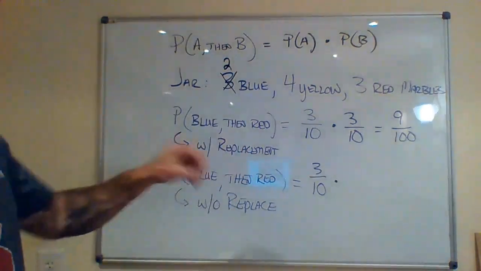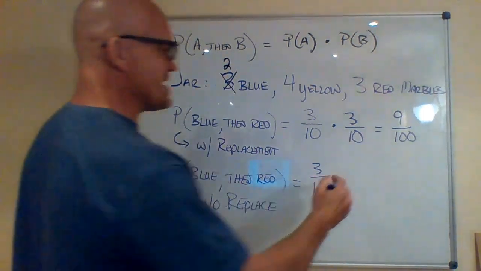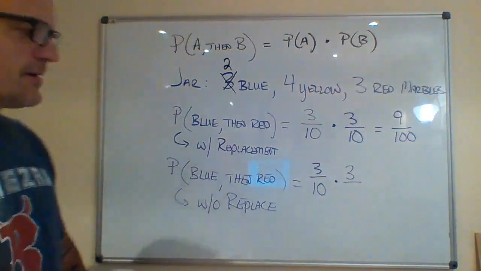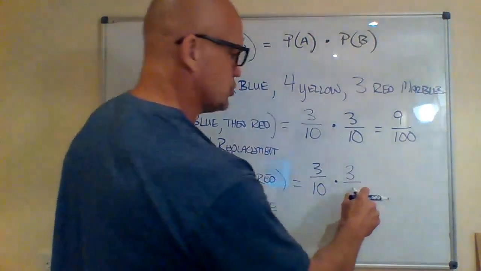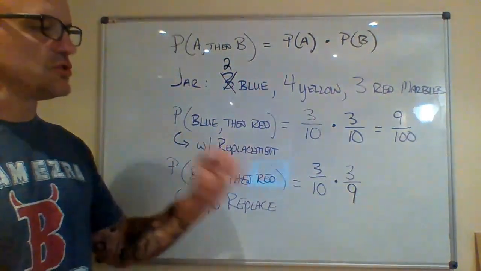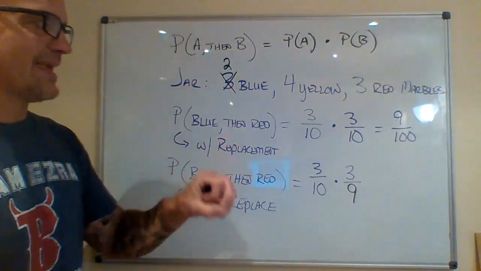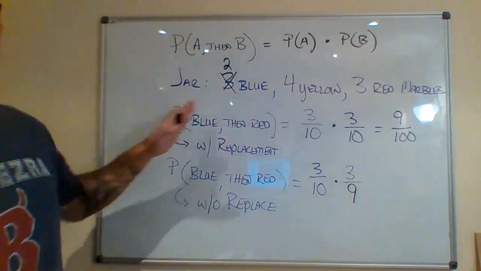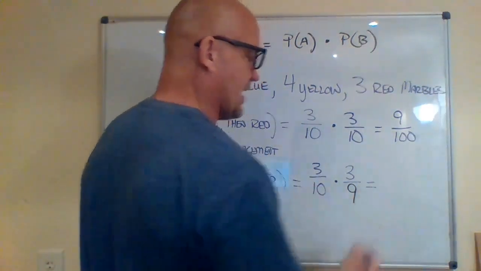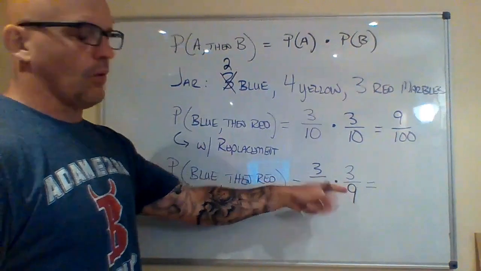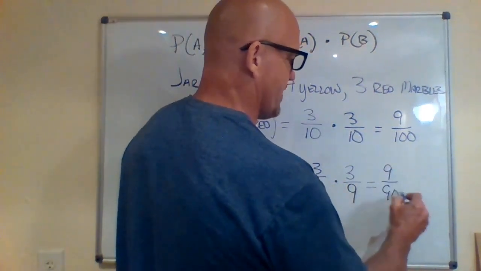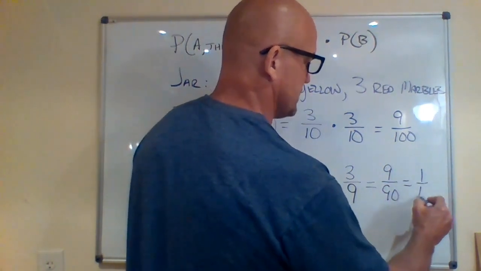Now when I go to find the probability of red, there's still 3 red marbles in that jar, but this time there is only 9 total marbles. Why 9? We assumed the first came out, there was no replacement, so I did not put that back in. So now I'm looking at just 9 total marbles in my jar. So when I multiply this across, again, you can use your calculator. I could also reduce this to 1/3. Either way, I'm going to wind up with 9 over 90, and that, of course, will reduce to 1/10.